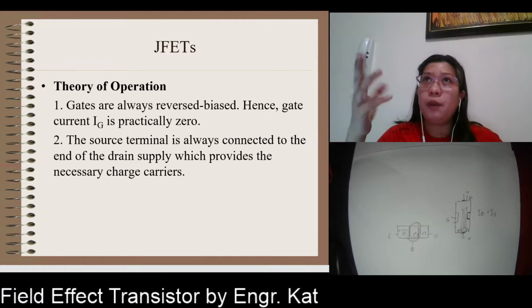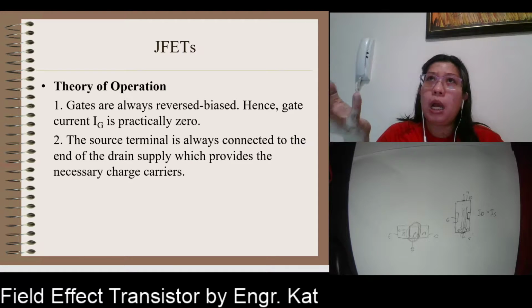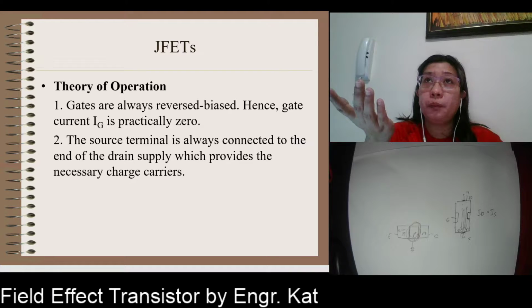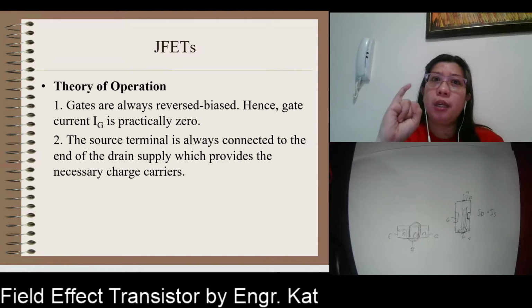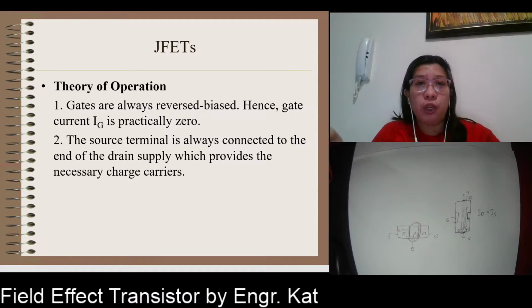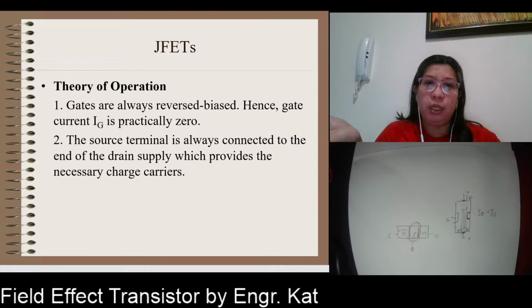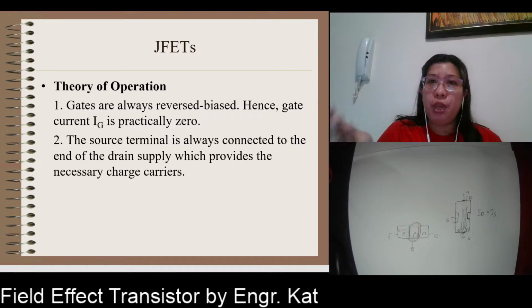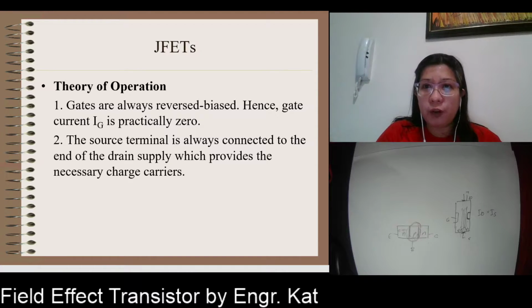If you still remember in BJT, how do we connect your BJT so that it will be operating in the active region? First, the emitter to base junction must be forward biased, while your base to collector junction must be reverse biased. So for JFET, this is how we are going to connect it so that it will be operating as an amplifier. First, gates are always reverse biased. Since gates are always reverse biased, your gate current IG is practically 0.